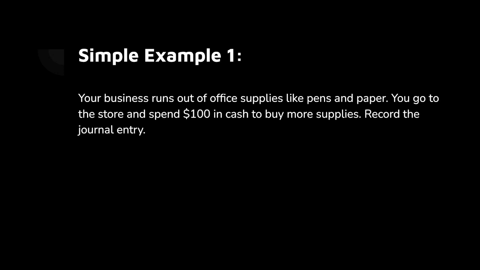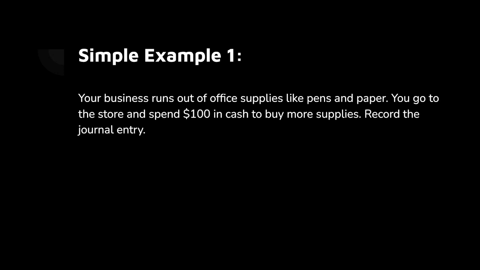So let's say you run a business and you run out of office supplies. So you need more pens and paper. You go to the store and you spend $100 in cash to buy more supplies. Record the journal entry. So let's identify what accounts we would have on your journal entry. You spent cash, so cash decreased, so that is an asset. The second account is office supplies, which is also an asset. Office supplies increased though because you spent $100 to get more pens and paper.